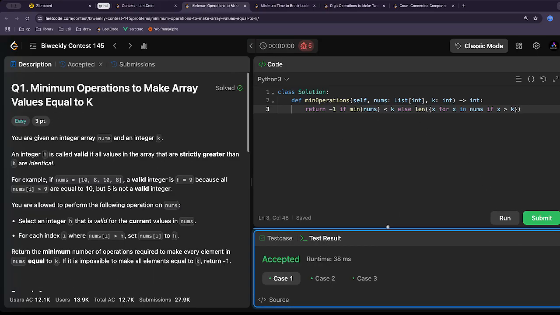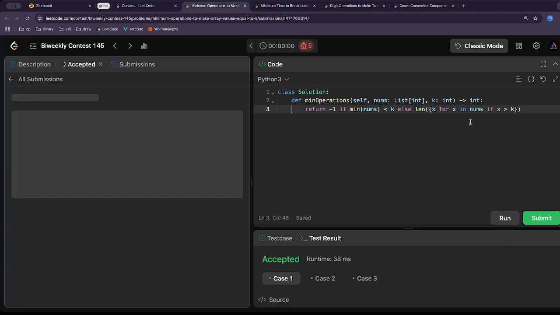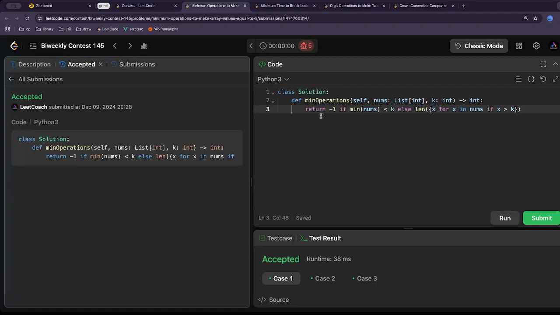Yes, sir, man of his word. So this is our one-liner. It works pretty fast. It's optimal, I think.